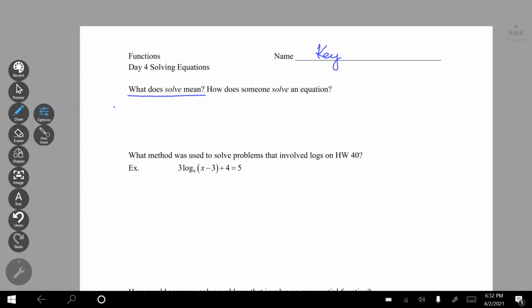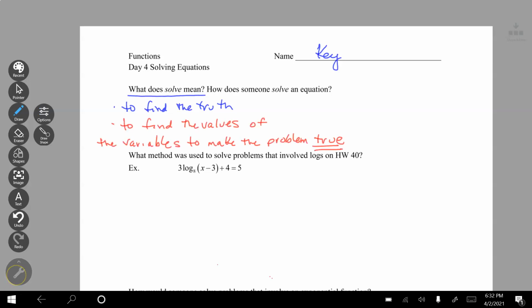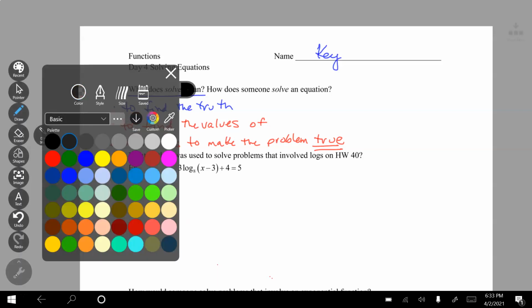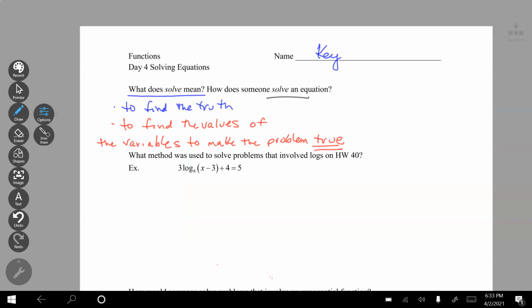So solving means to find the truth. When I solve something, I'm finding the true result. So when we solve something, we are finding the values of the variables that make the problem true. There could be more than one solution, but we're finding the truth. So how do we solve something in math class? What do we need to do to solve?